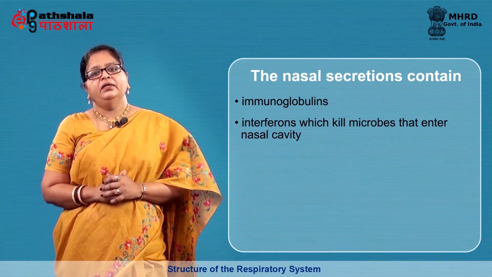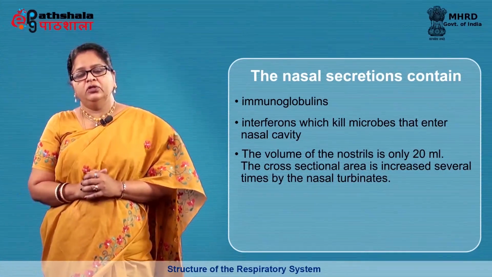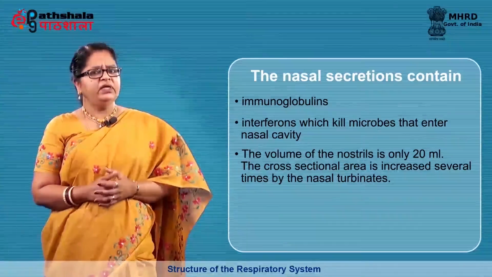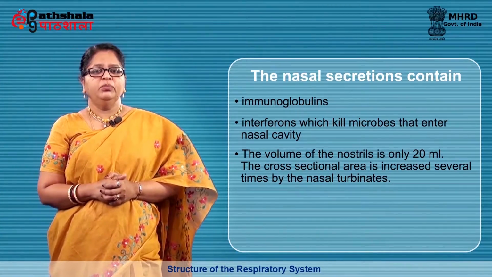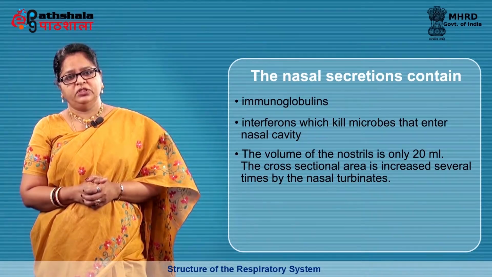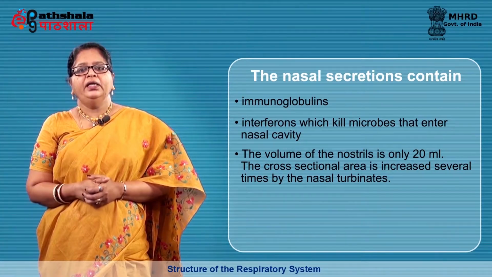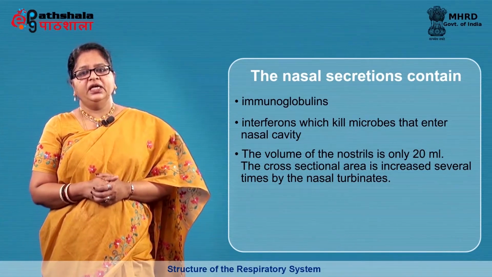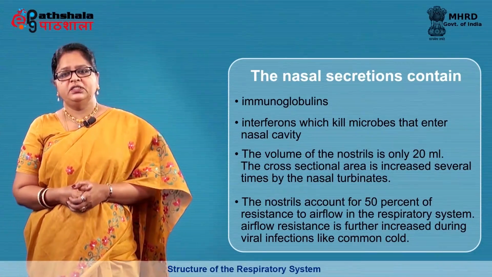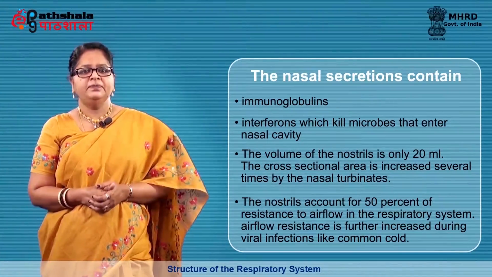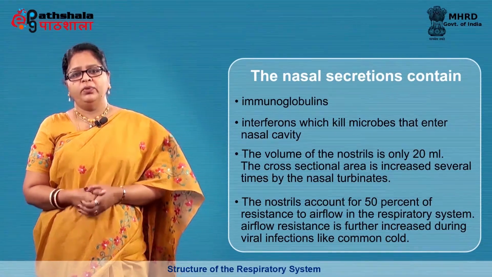Here you must understand that though the volume of the nostrils is only 20 milliliters, yet the cross-sectional area is increased several times by the nasal turbinates. Nasal turbinates are the bone and soft tissue inside the nose. There are three nasal turbinates, the superior, middle and inferior, and these increase the area inside the nostrils. The nostrils account for 50% of resistance to airflow in the respiratory system, and this resistance is increased during viral infections like common cold.